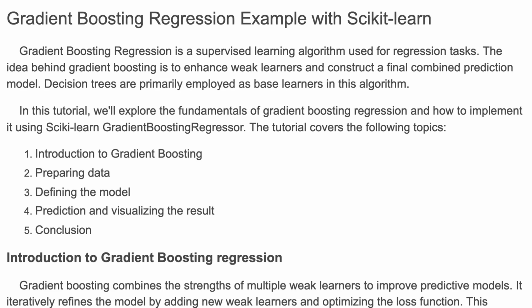In this tutorial, I'm going to explain gradient boosting regression with Scikit-learn. Gradient boosting regression is a supervised learning algorithm used for regression tasks. The idea behind gradient boosting is to enhance weak learners and construct a final combined prediction model. Decision trees are primarily employed as base learners in this algorithm.